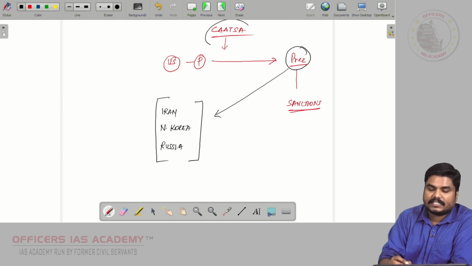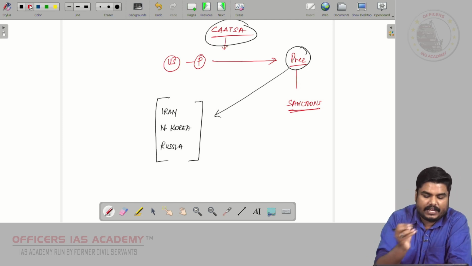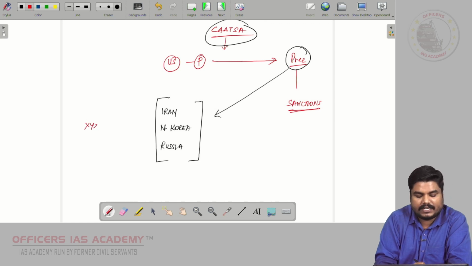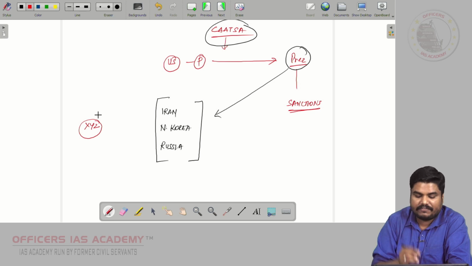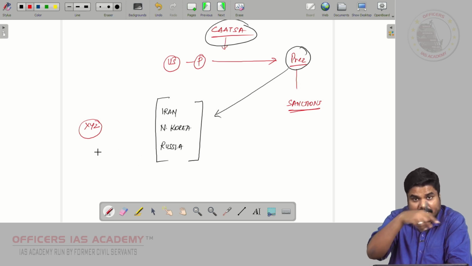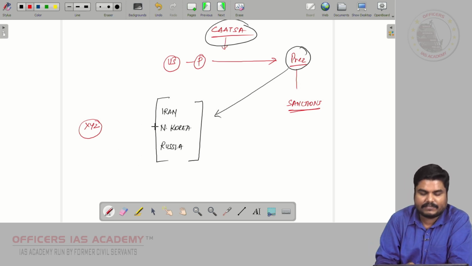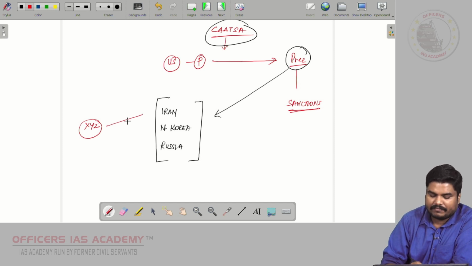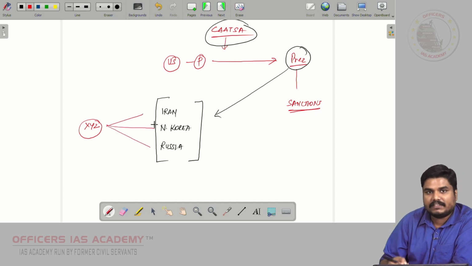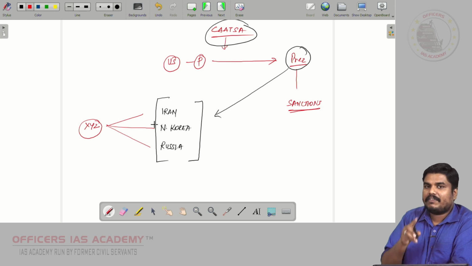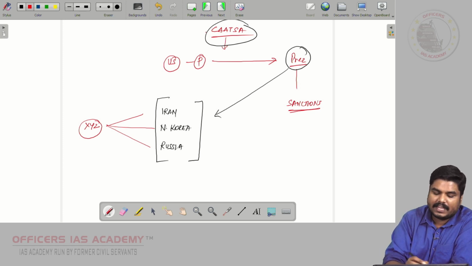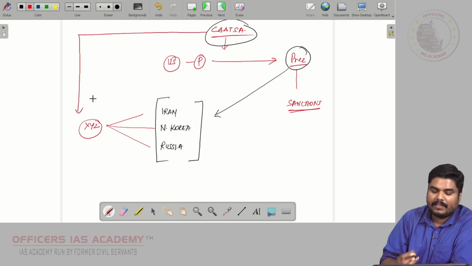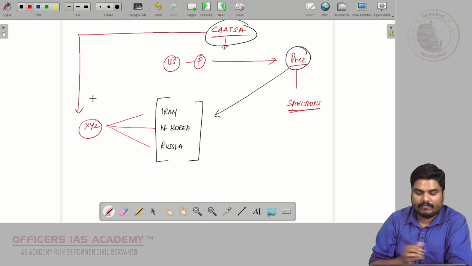But certain sections of CAATSA say, if any XYZ country has a significant defense trade, a significant defense deal with any of these 3 countries, or a significant energy deal with any of these 3 countries, then the CAATSA sanctions can be imposed on that country as well.